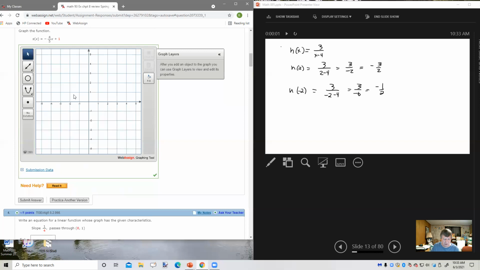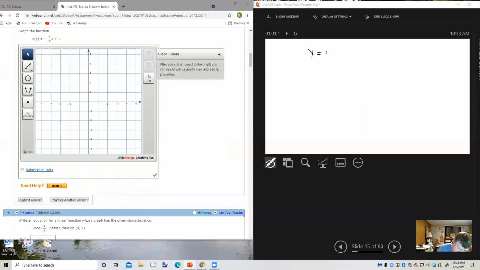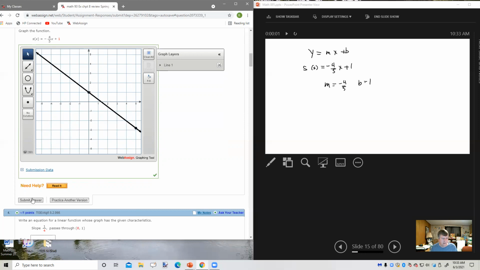All right, let's take a look at this one. Graph the function. Well, the easiest way to graph this is to think of y equals mx plus b. We have s of x equals negative 4/5 x plus 1. So the slope is negative 4/5, and the y-intercept is 1. So to graph it, we'll click on the solid line. Again, we don't want the ray or the line segment. We want the solid line. So we're going to start at 1 and go down 1, 2, 3, 4, and over 1, 2, 3, 4, 5. And there we have it.